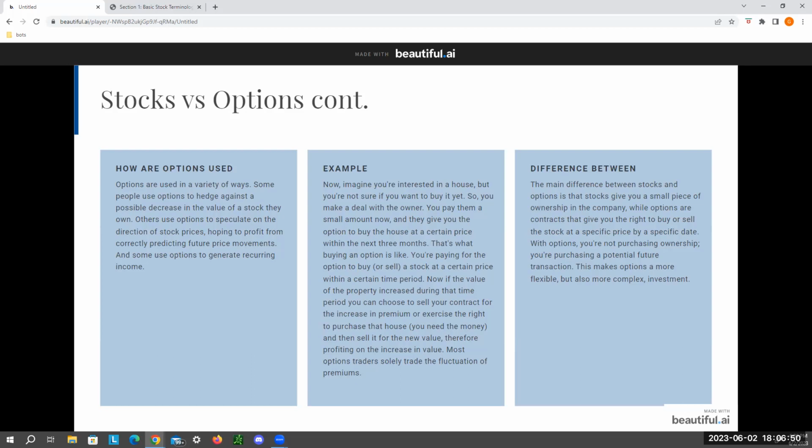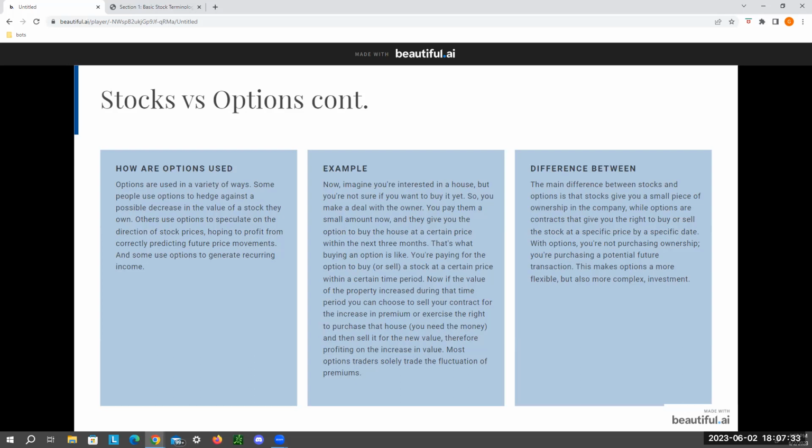Now, an example for options, we're using the same house analogy. If you're interested in a house, but you're not sure you want to buy it yet, you make a deal with the owner. You pay them a small amount now, and they give you the option to buy the house at a certain price within the next 3 months. So let me give you this example. He's selling the house for $100,000, or he's selling you a contract for $10,000. If you want to write this down to make it simpler, remember, $10,000 is the contract, but it has an expiration date of 3 months. You either have to exercise that contract, which is buying the house for $100,000, or sell your contract to someone else for a higher or lower price, depending on whether or not the price of the house went up.